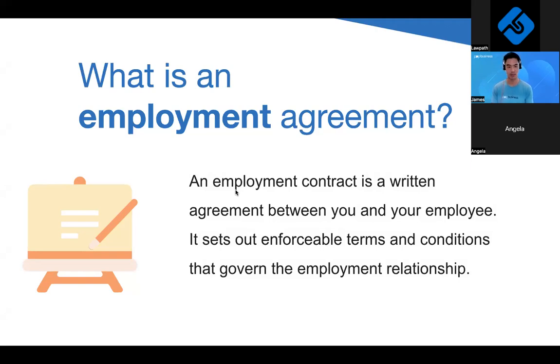So what is an employment agreement? It is a written contract between you and your potential employee, and it sets out the enforceable terms and conditions that govern the employment relationship. It includes things such as the salary or wage that they're going to be paid, the pay frequency, the probationary period, and many other things. It is imperative that this agreement is put in place so that both parties know what the expectation is and there is no miscommunication or misunderstanding.